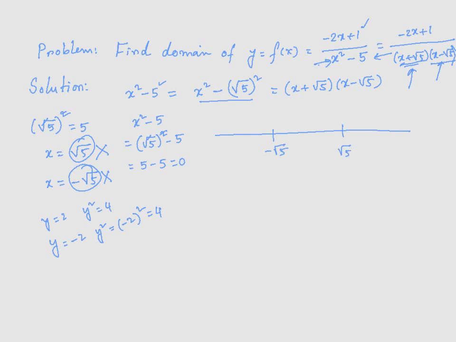Now you make two big circles and you exclude those points, so you don't shade the circles. You shade everything else in between, everything else to the right, and everything else to the left. So that's what it is.